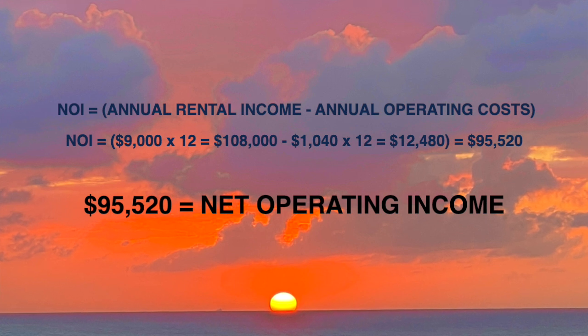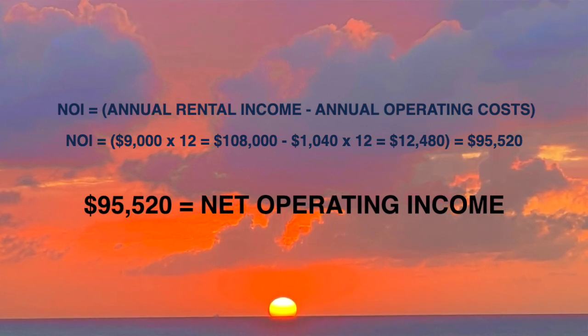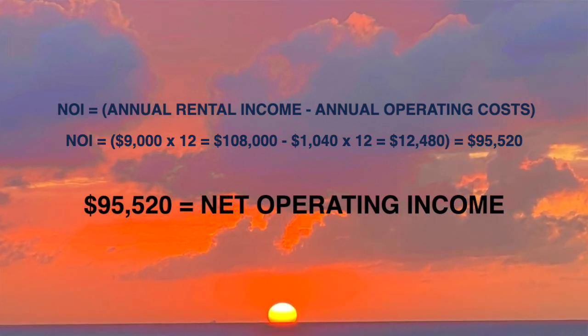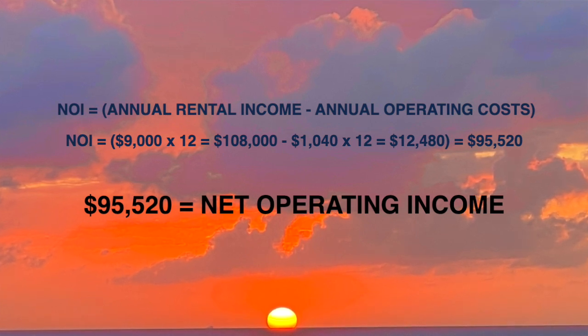So your gross rents, $9,000 a month or $108,000 a year, less your annual expenses of $12,480 gives you an NOI of $95,520. That's your net operating income.